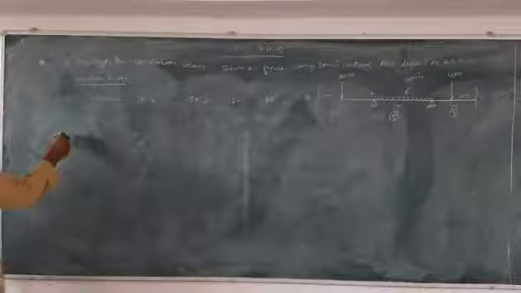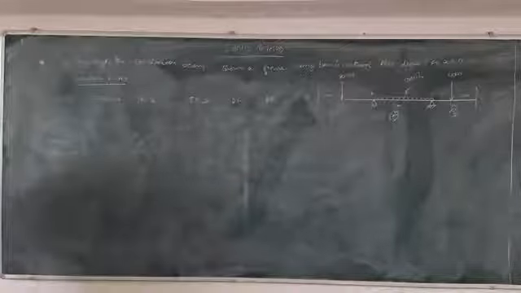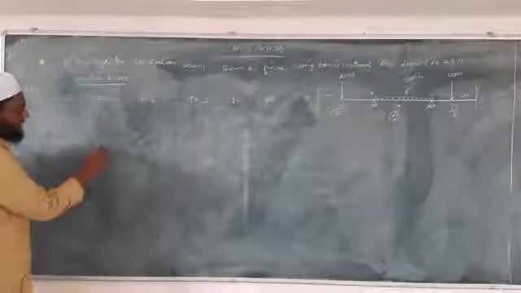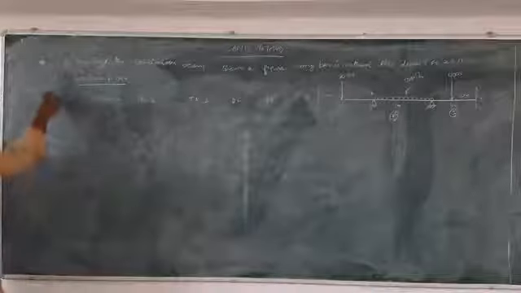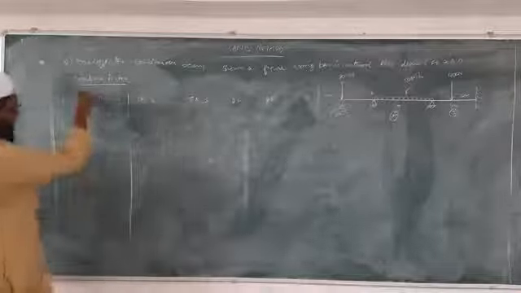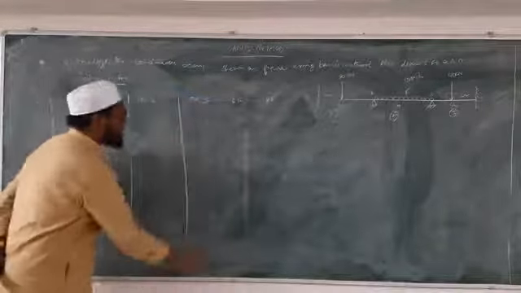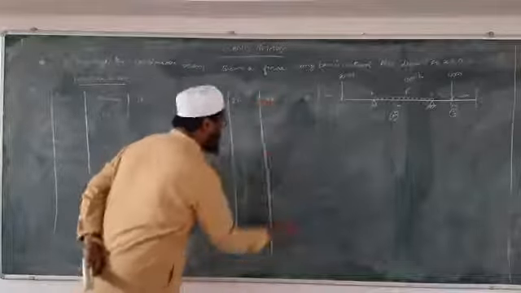So I'll write here first B. How many members are connected to joint B? Two members, that is BA and BC, right? Before that I'll draw the table first. It will be easy for us to understand.